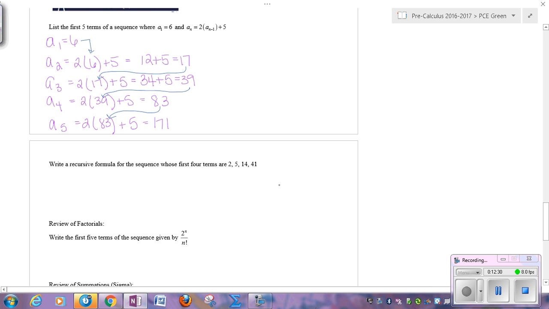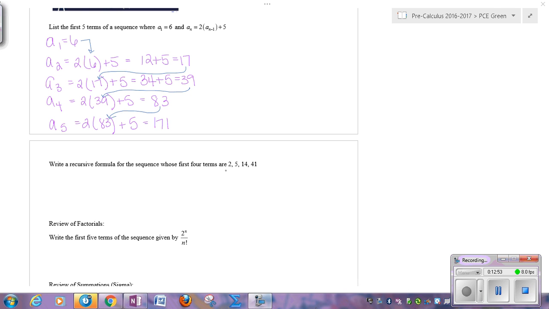Okay, now we're going to actually write the formula. So working a little bit backwards here, I'm giving you the terms of the sequence, which is 2, 5, 14, and 41, and you're going to try and figure out how to get from one term to the next. So take a look there and see if you can find any patterns occurring. All right, what did you come up with? Okay, some pretty good ideas here.